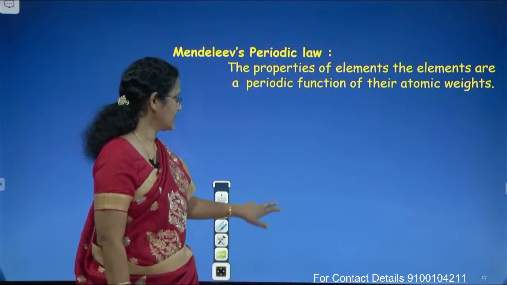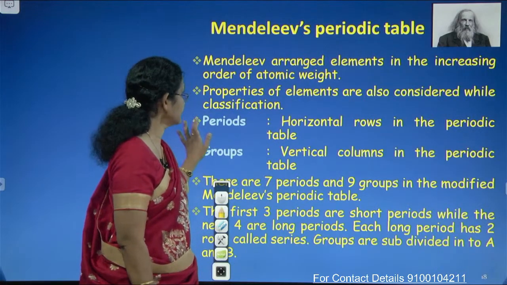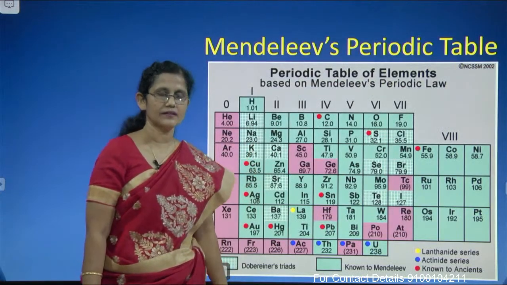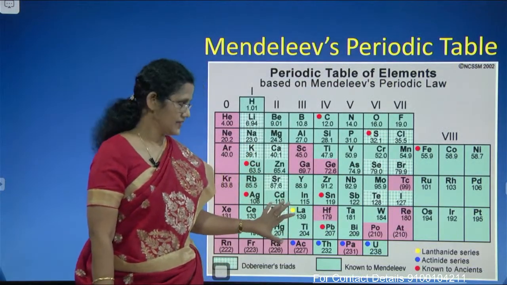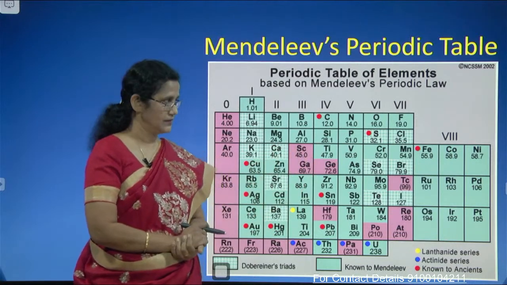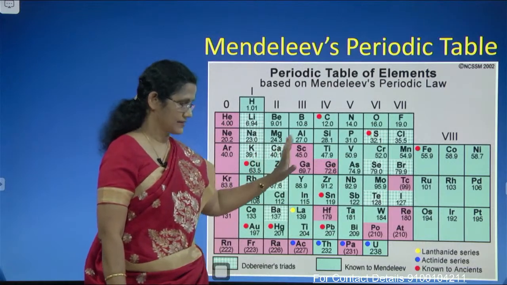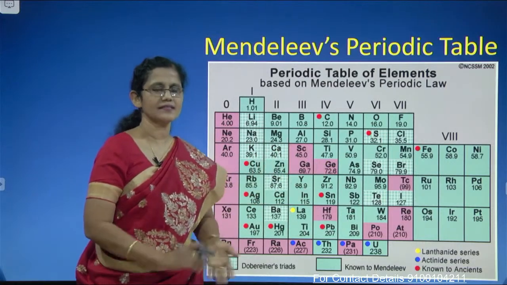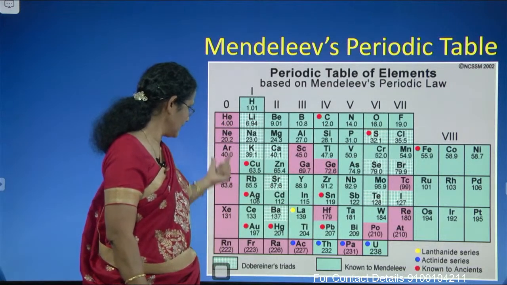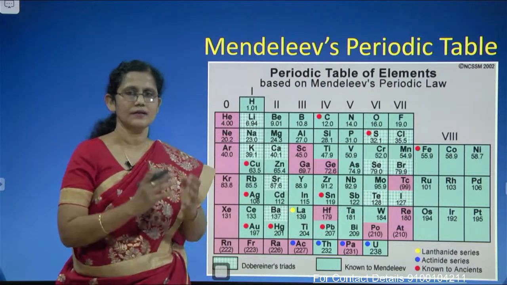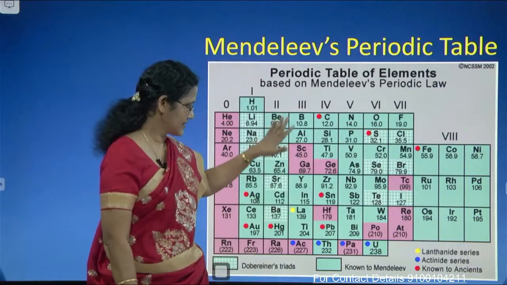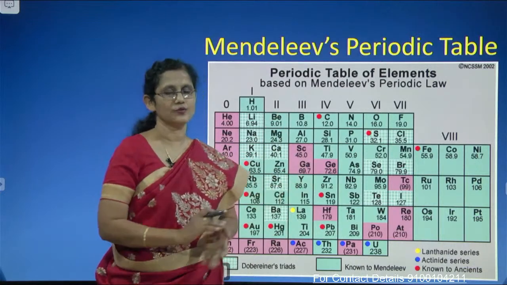In Mendeleev's periodic table, there are altogether 7 periods and 8 groups in the original table. But once noble gases were discovered in the year 1900, they were also included here. So, in the modified Mendeleev's periodic table, there are altogether 7 periods and 9 groups.